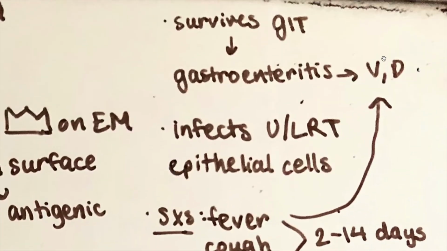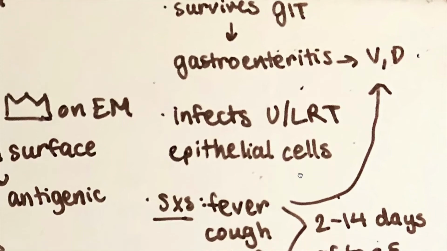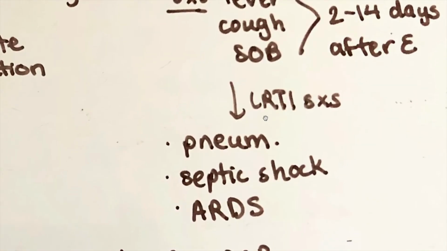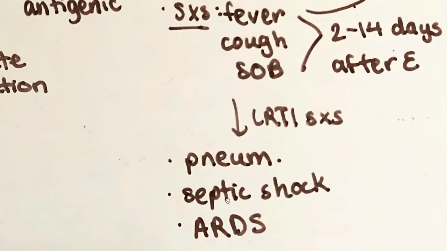The coronavirus infects the GI tract as well as the upper and lower respiratory tract epithelial cells. It's able to survive the acid inside of the GI tract, and thus it causes gastroenteritis, so patients may experience vomiting and diarrhea. It also infects the upper and lower respiratory tract epithelial cells, hence the pulmonary findings. There are 3 core symptoms that patients with coronavirus go through that includes fever, cough, and shortness of breath, usually 2 to 14 days after exposure.